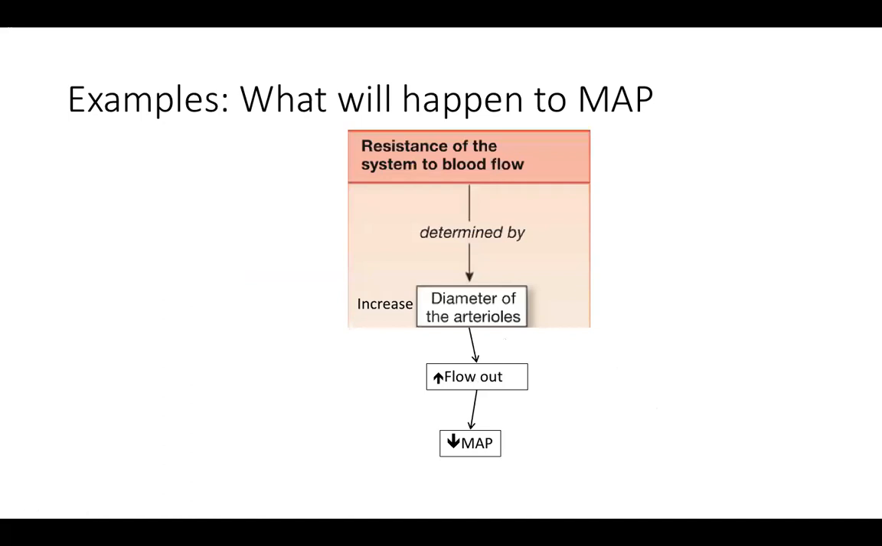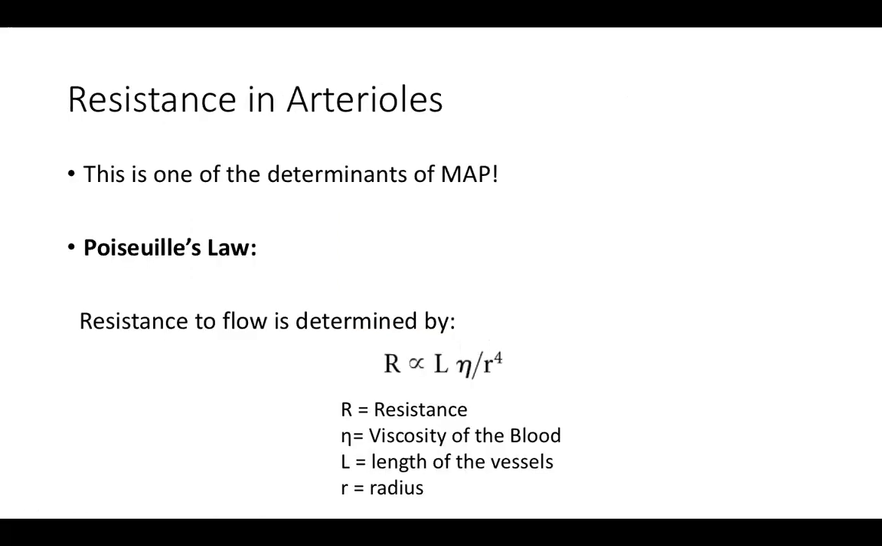The last factor here, which is the resistance to blood flow, is determined by the diameter of the arterioles. Say that we have an increase in diameter of the arterioles. So those little tiny vessels, these are not the arteries, these are the arterioles. If that diameter increases, more blood is going to flow into them and out of the arteries. So more blood flow is going to come out of the arteries, and you're going to decrease the mean arterial pressure. So increasing the diameter of the arterioles decreases the resistance in the arterioles. And I can give you any example of that.